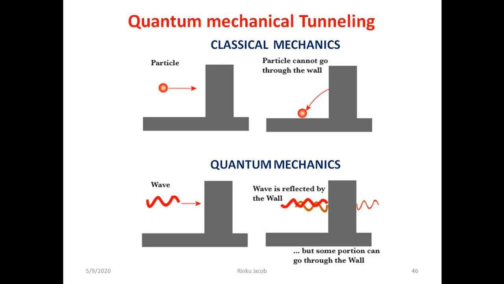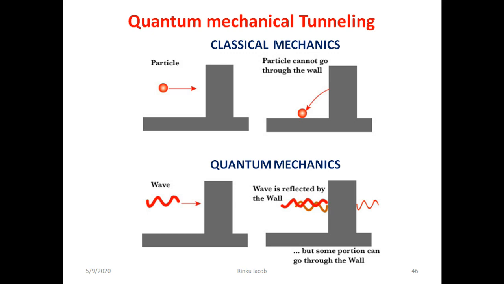In the case of subatomic particles, it is observed that even if the kinetic energy of the particle is less than the barrier potential, the probability of finding the approaching particle disappears on one side and appears on the other side of the barrier without any flow through the wall. This phenomenon is called quantum mechanical tunneling. But in classical mechanics, this is not possible.